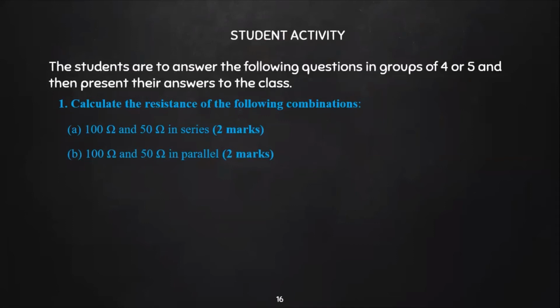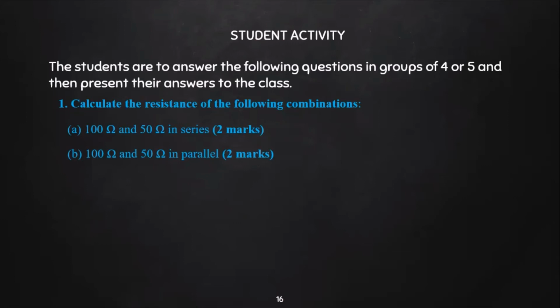For question 1, it's just similar to the example question where we need to find the total resistance in a series circuit and in a parallel circuit. Both parts of this question are worth 2 marks. 1 mark will be given for writing the correct formula, and the other 1 mark will be given for writing the correct working and getting the correct answer.